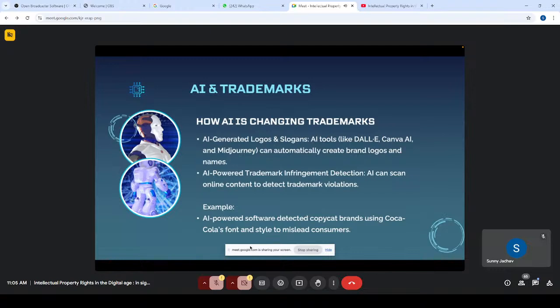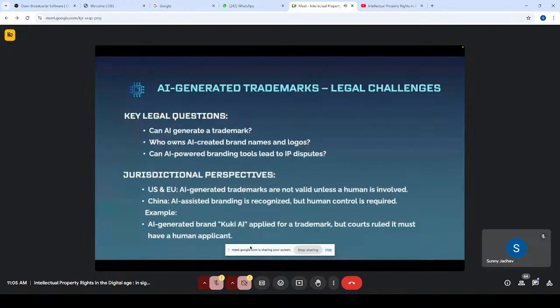Example: AI-powered software detected copycat brands using Coca-Cola's font and style to mislead consumers. For human eyes, it may sometimes be impossible to detect the similarity or differences, but as a machine, AI hardly fails while detecting any violations or infringement like that. Then, the legal challenges. Can AI generate the trademark? Again, the same question: can it be the inventor?